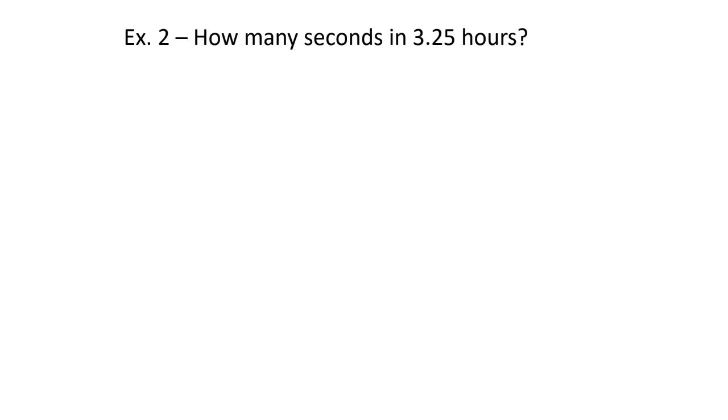Okay, let's go for example 2. How many seconds in 3.25 hours? Now, this can be done a couple of ways. One of them is a one-step conversion. If you know how many seconds there are in 1 hour, then you can do it that way. So I'm actually going to do this one 2 different ways, because there's a 1-step and a 2-step. So let's do the 1-step first, just because I know that there are 3,600 seconds in 1 hour.